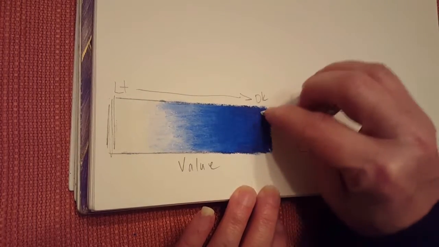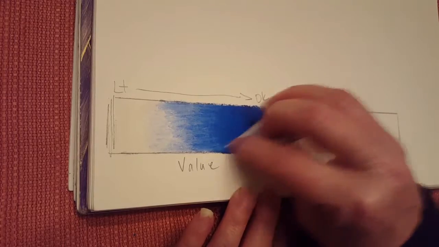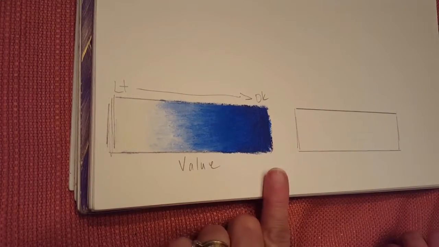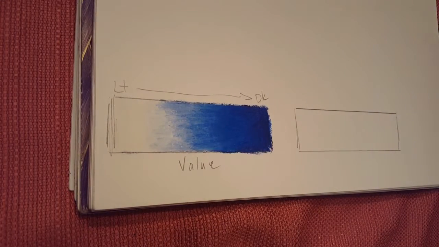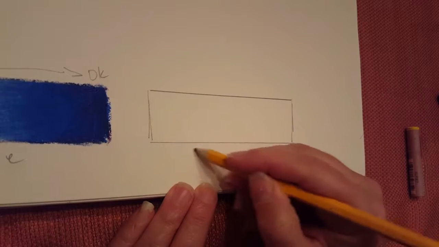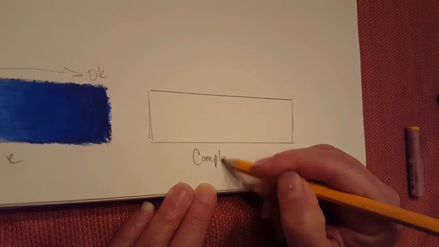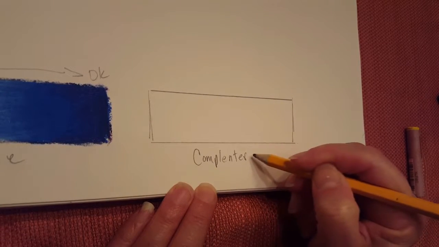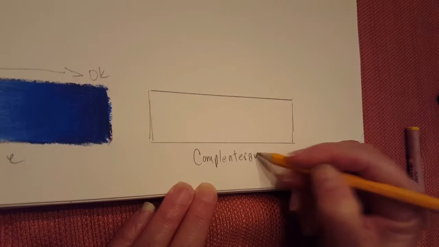All right, and then I've got this really nice, light all the way down to the dark. All right, so the next thing I want to do is a complementary color mix. And complementary color mixes are great for changing the intensity.